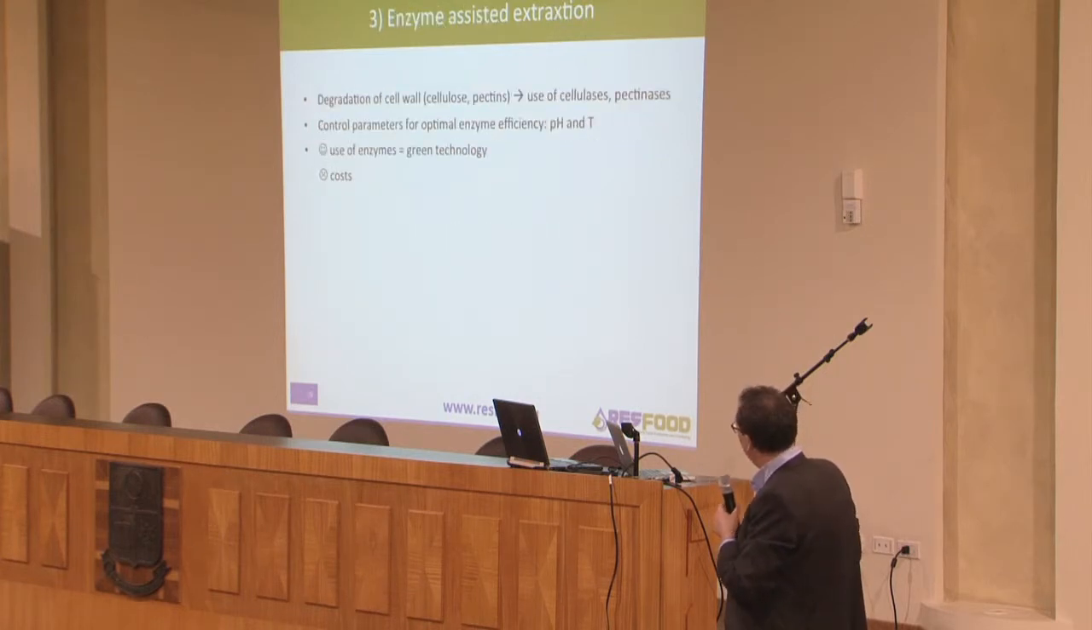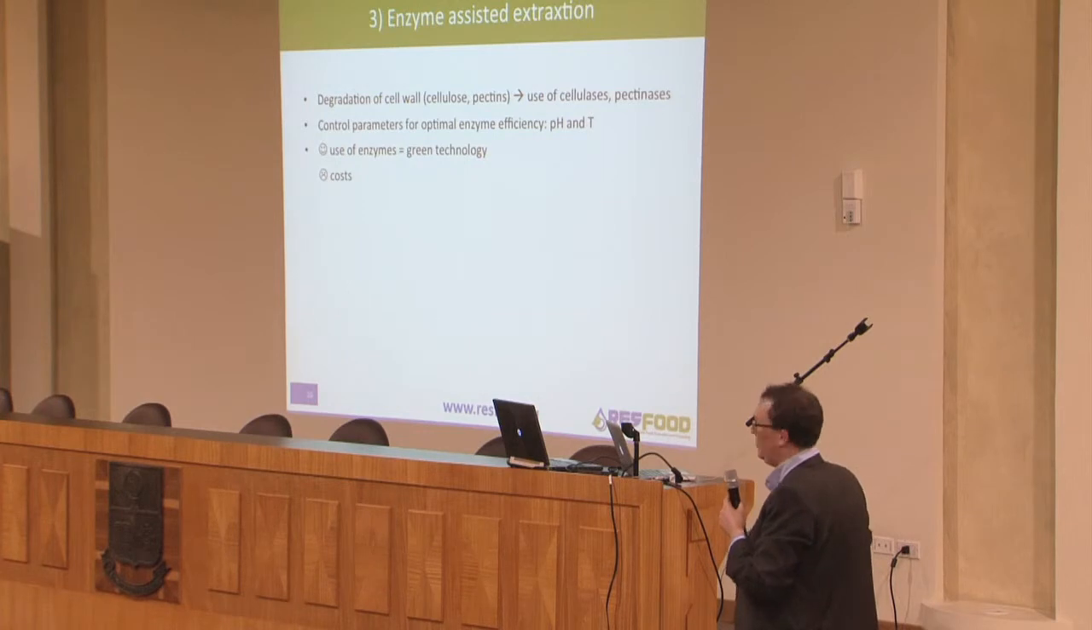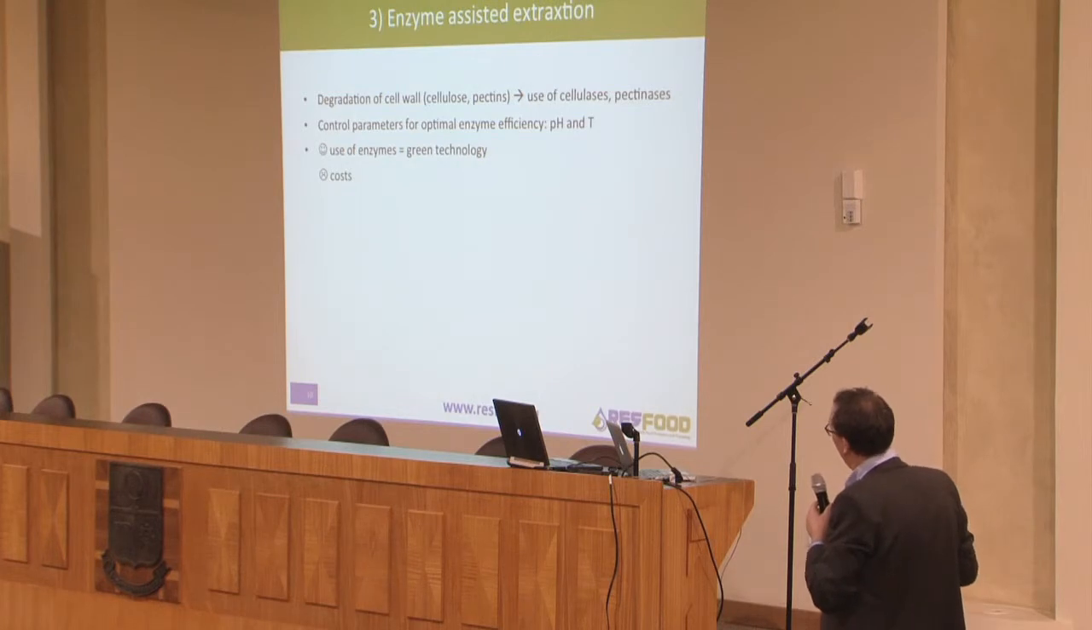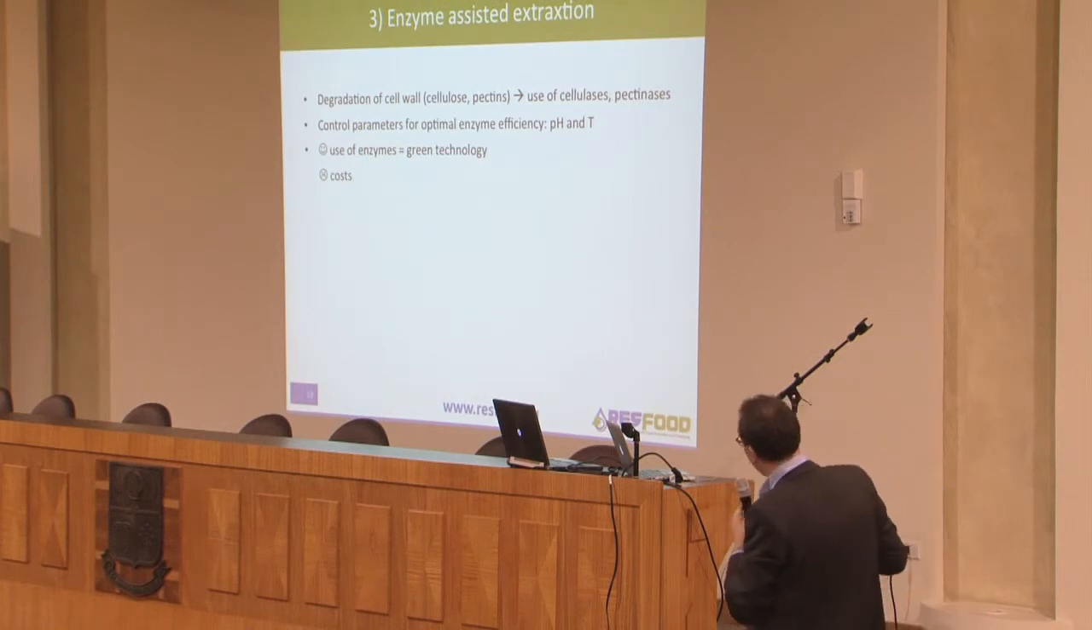Third technology is enzyme system extraction. So what you do, basically, is that you degrade the cell wall. Cell wall contains cellulose and pectins. So the best enzymes you can use are cellulases, which degrade cellulose, and pectinases, which degrade pectins. When you're using enzymes in a process, there are some parameters you have to take care of for optimal enzyme efficiency. So enzymes work optimally at a certain pH and a certain temperature.